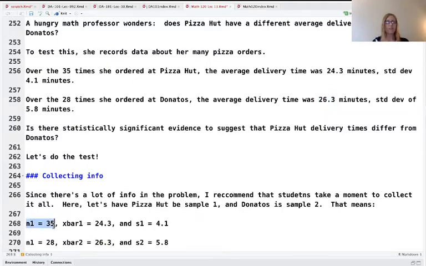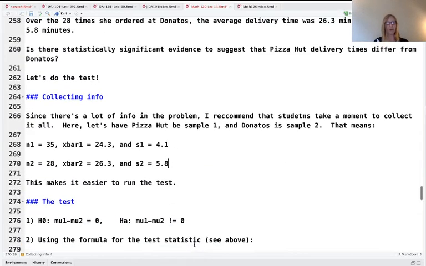So here, my first sample size, that's Pizza Hut. There were 35 Pizza Hut deliveries. The average for Pizza Hut was 24.3, and the standard deviation for Pizza Hut was 4.1. For Donato's, the sample size was 28. The average delivery time for those was 26.3 minutes. And the standard deviation for those was 5.8 minutes. Okay, now that we've got everything straightened out, it's pretty easy for us to plug and chug and do the test. Let's do it.